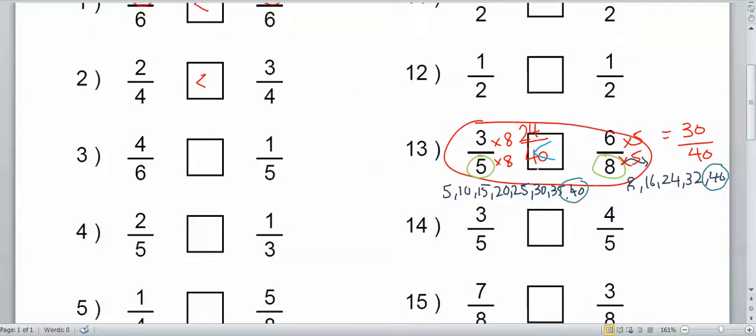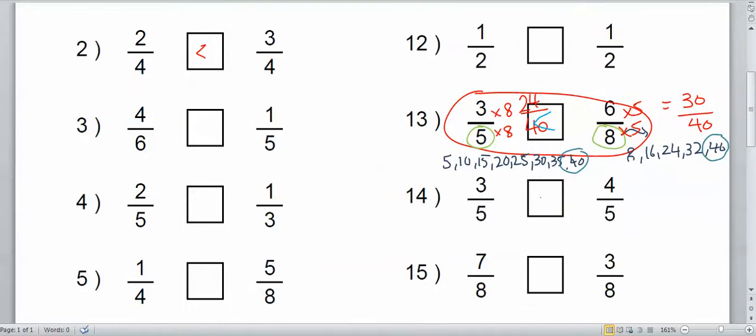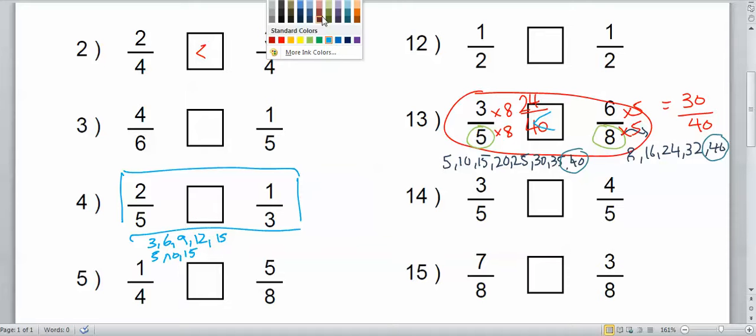Let's do another one. Let's go for 2/5 and 1/3 over here. First of all, the multiples of 3 are 3, 6, 9, 12, 15, and so on. The multiples of 5 are 5, 10, 15. Well, we can stop there because we know that 15 is the lowest common multiple of these.